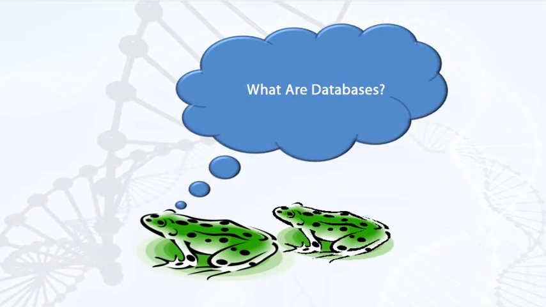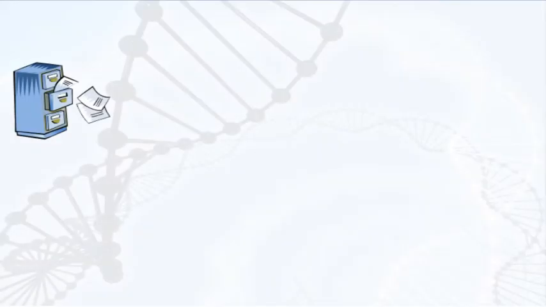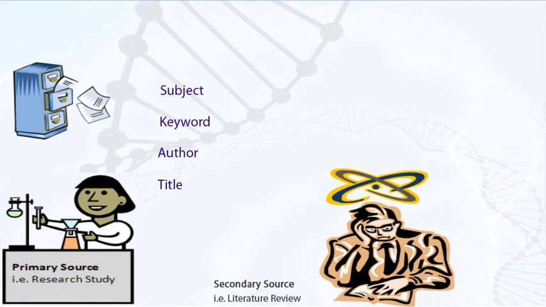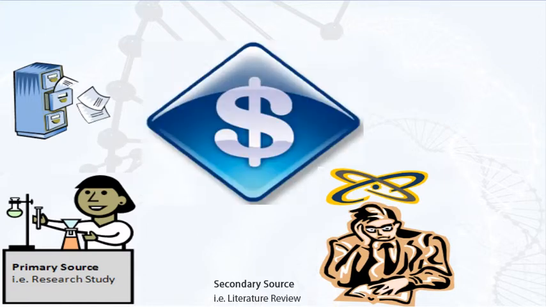What are databases and how can I use them? Databases are electronic files that are searchable by subject, keyword, author, and title. They contain primary and secondary resources and other scholarly articles. Access to these databases and the resources that are contained within them has been paid for by the library, and so there are some restrictions on their use.